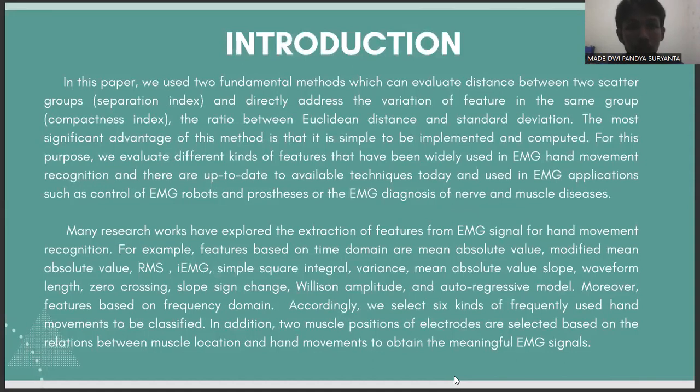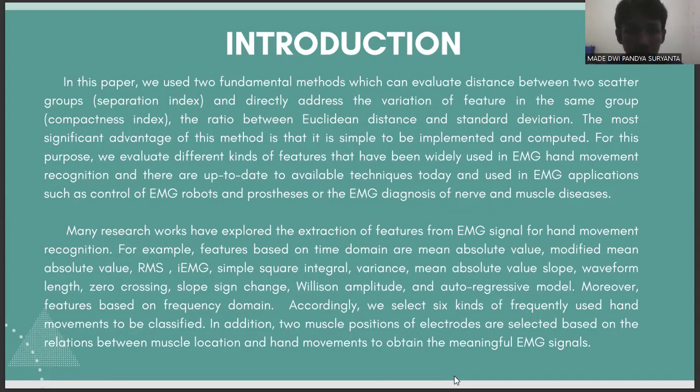In this paper, we use two fundamental methods which can evaluate the distance between two scatter groups, or separation index, and directly address the variation of features in the same group, or compactness index. The ratio between Euclidean distance and standard deviation. The most significant advantage of this method is that it is simple to implement and compute.